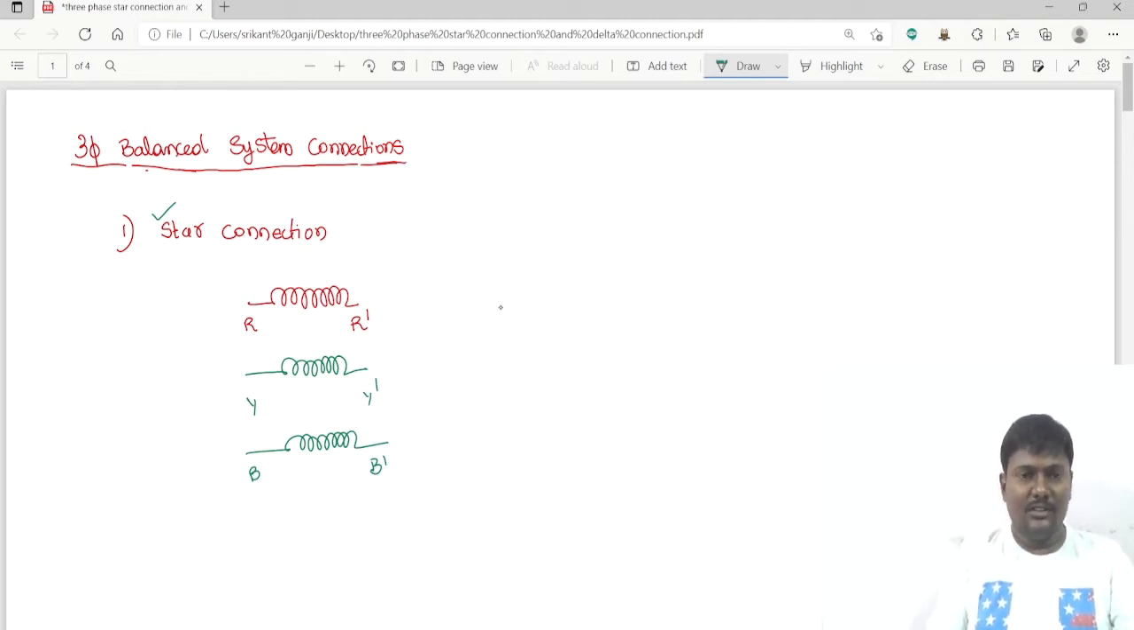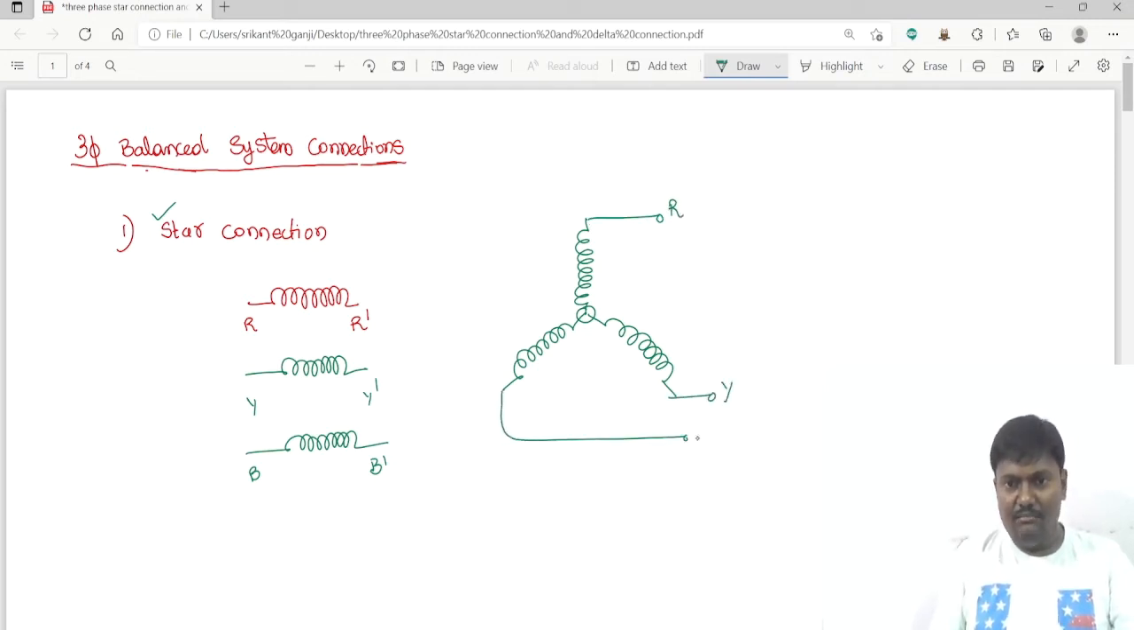So the physical displacement of the winding should be 120 degrees. So all the finishing ends of the coils are connected to one common point. Say this is R phase and this one is Y phase and B phase, and the finishing end of the R is R dash, finishing end of the Y is Y dash, and finishing end of the B is B dash. All the finishing ends of the connections are connected to one common point. Thus this point is called the neutral, and neutral is represented with capital N.